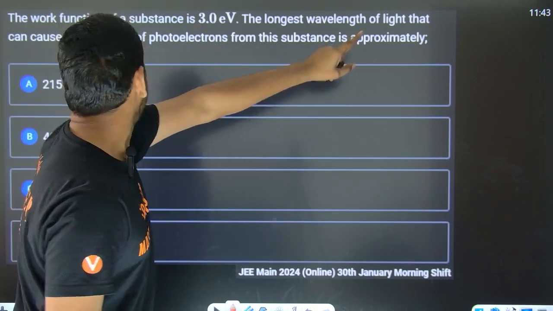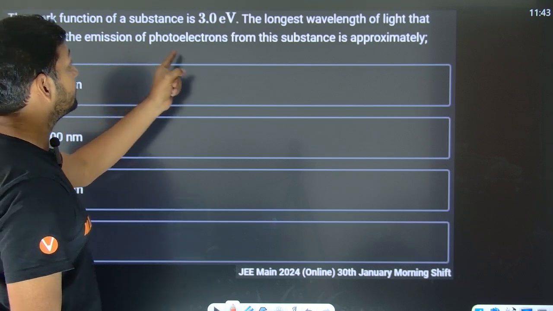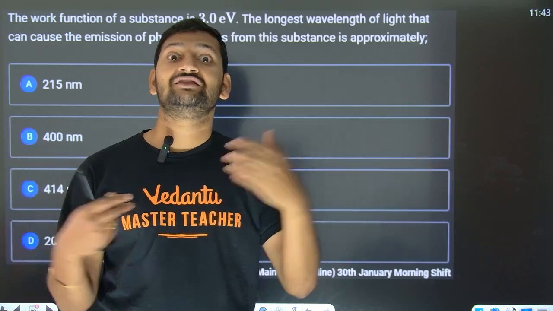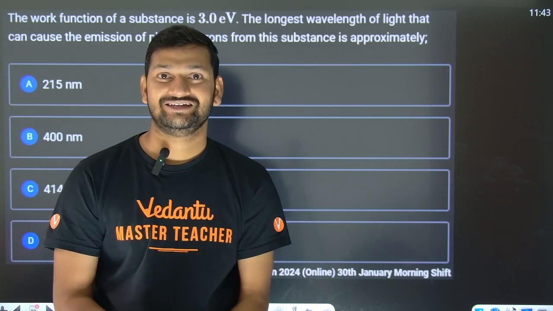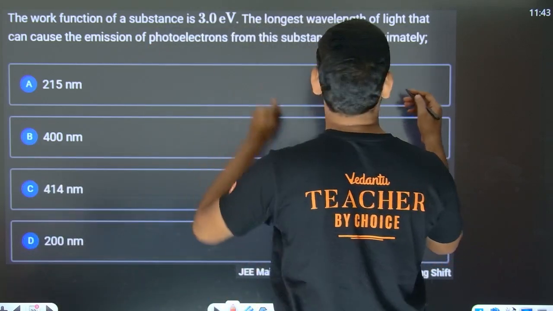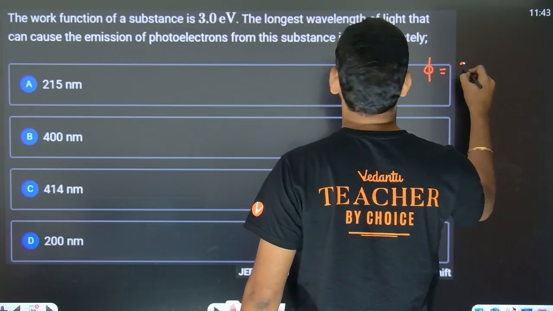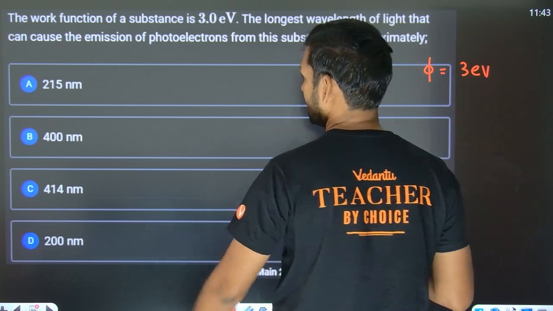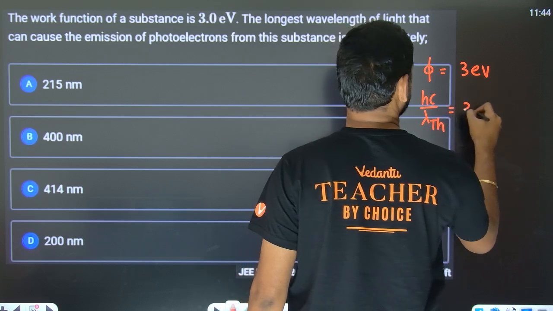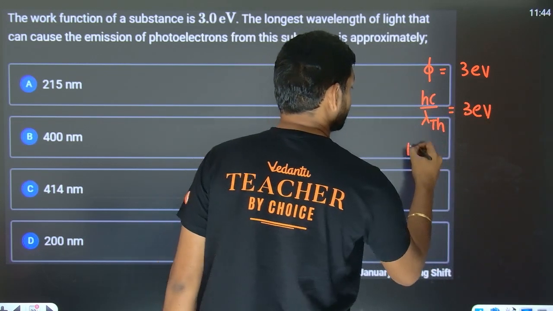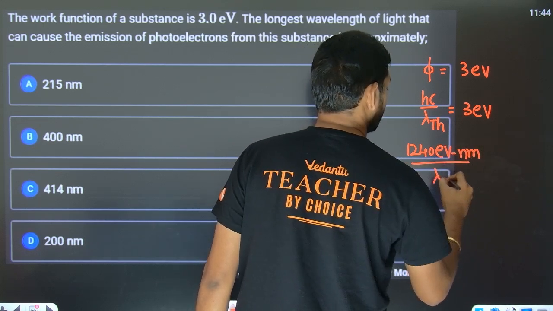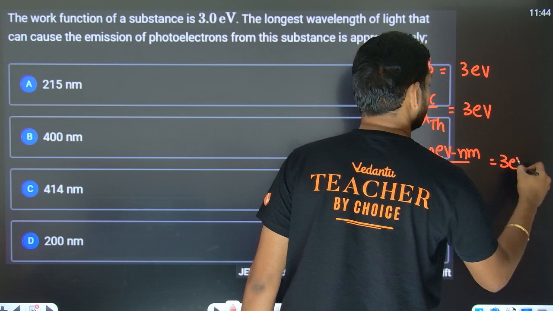The longest wavelength of light that can cause the emission of photoelectrons from this substance is... The longest wavelength is nothing but the threshold wavelength, because they are talking about photoelectric effect to happen. So they gave the work function. So work function is how much? 3 electron volt. And that work function can be written as hc by threshold wavelength, and that hc can be written as 1240 eV nanometer by threshold wavelength, which is 3 eV.